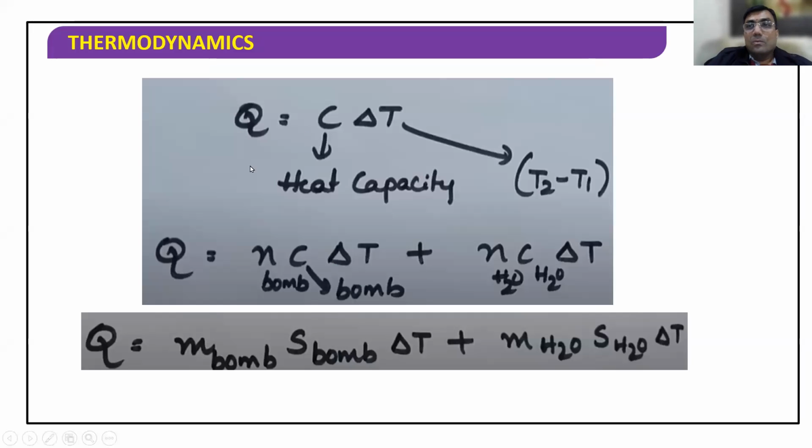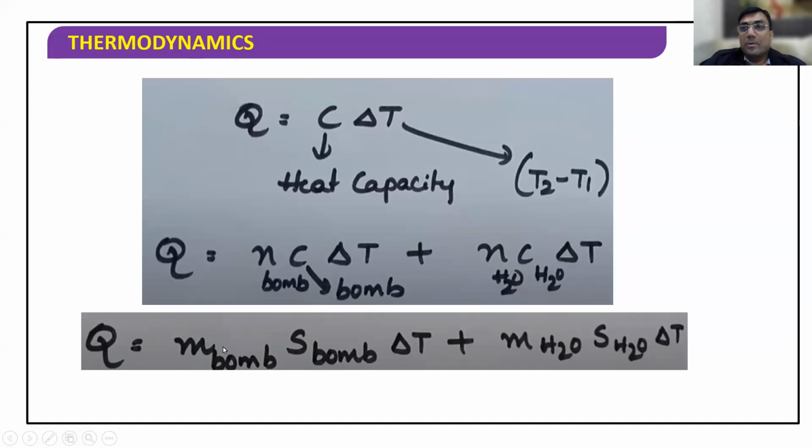And now, how to calculate? Listen carefully. Q is equal to heat capacity times delta T. You can calculate it this way, or you can also do one thing. Q is equal to n, the number of moles, times C, the heat capacity, times delta T, where C is for the bomb calorimeter. S is the specific heat capacity. There are two things: one is the calorimeter and the other is water. Similarly, this can also be calculated this way: m S delta T. You have studied this in physics.